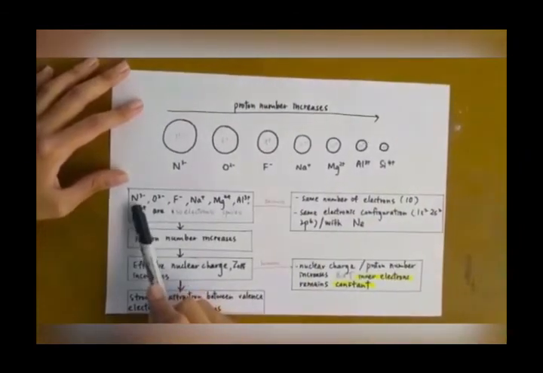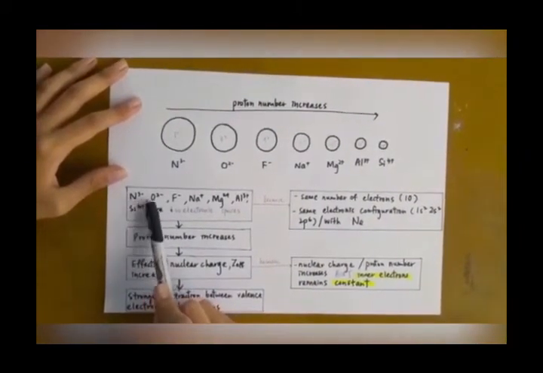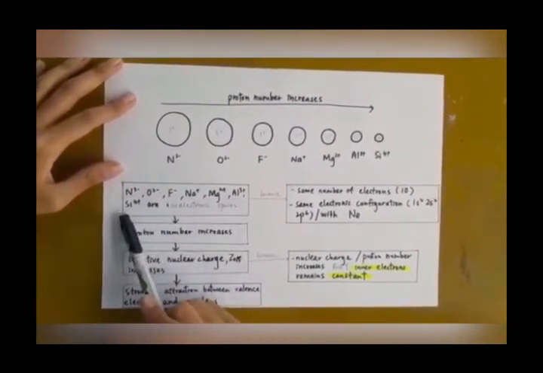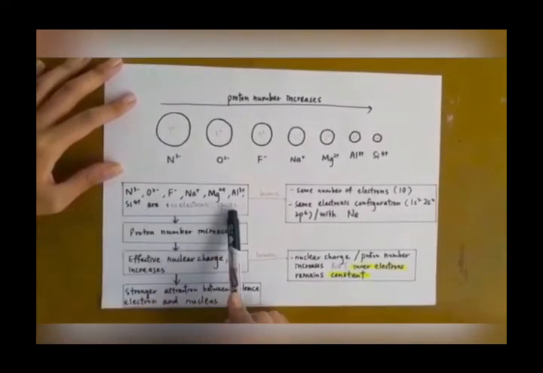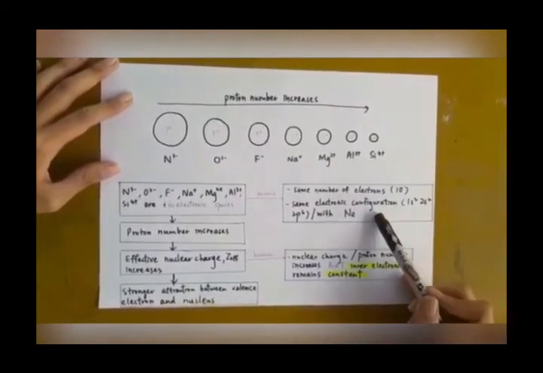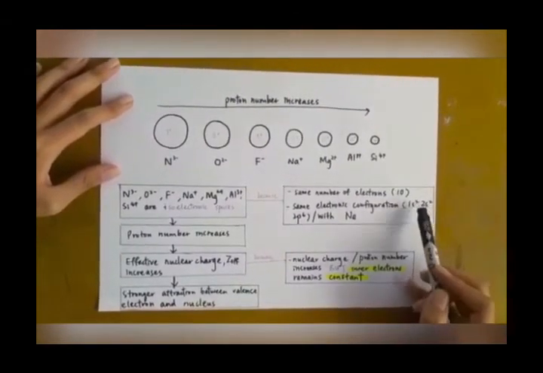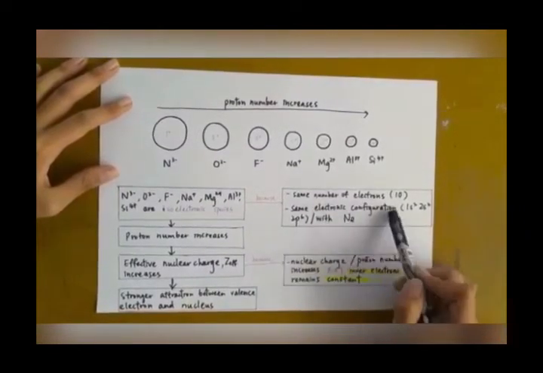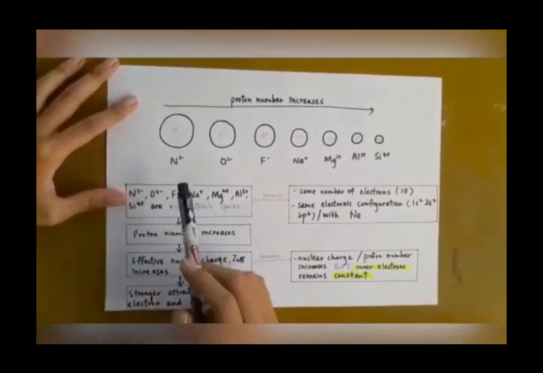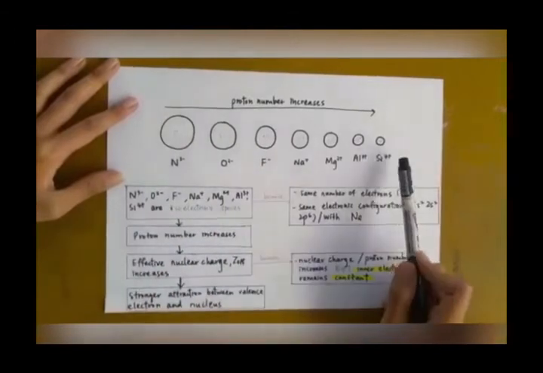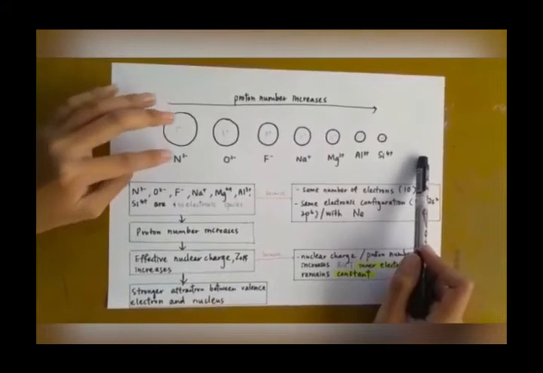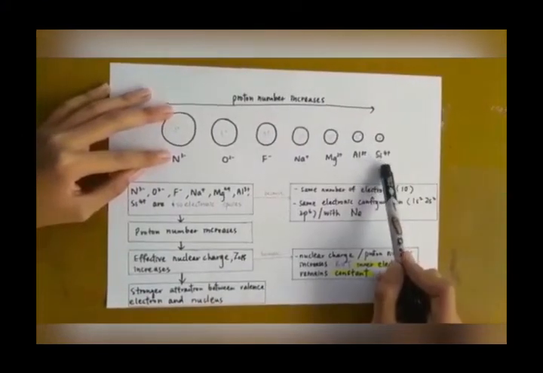So nitrogen 3 negative, O2 negative, F negative, Na positive, Mg2 positive, Al3 positive, and silicon 4 positive are isoelectronic species because they have the same number of electrons, which is 10, and also have the same electronic configuration of 1s2, 2s2, 2p6, or the same electronic configuration as neon. Okay. The proton numbers will increase from nitrogen 3 negative to silicon 4 positive. So the effective nuclear charge will also increase from nitrogen 3 negative to silicon 4 positive.